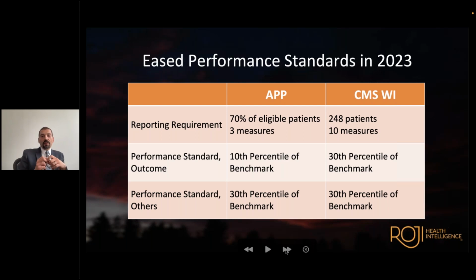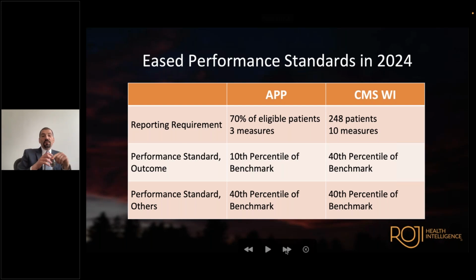Whereas in the web interface, you need to achieve the 30th percentile of the performance benchmark, just like you do in all of the other measures. So you have a little bit of an eased performance standard on the APP, and that's in 2023.